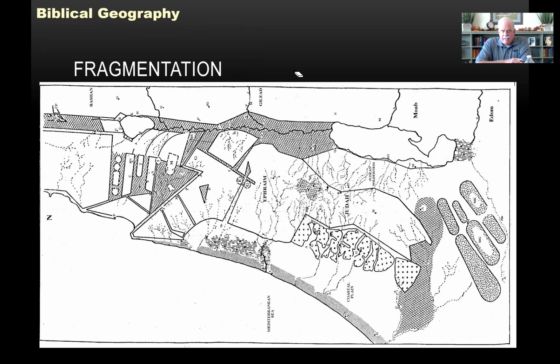But notice several elements here that are very helpful. Here is the coastal plain. And again, notice what's happening here. The plain to the south, this is the plain of Philistia. To the north is the plain of Sharon.